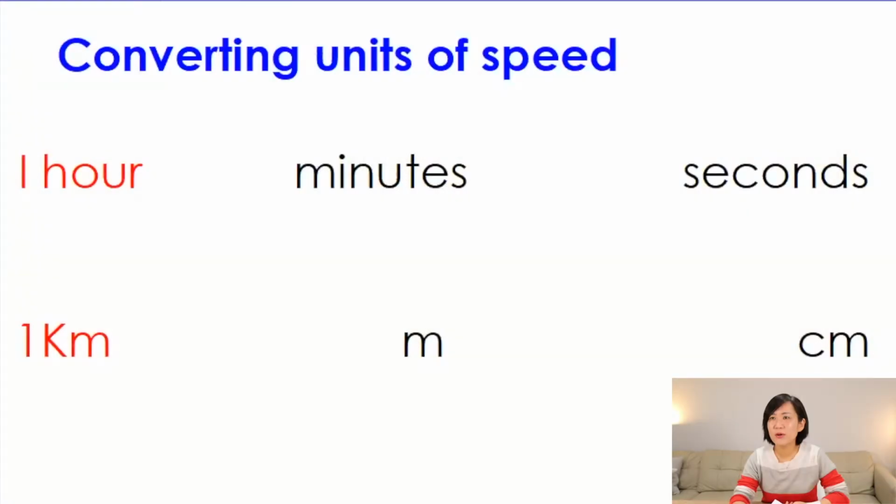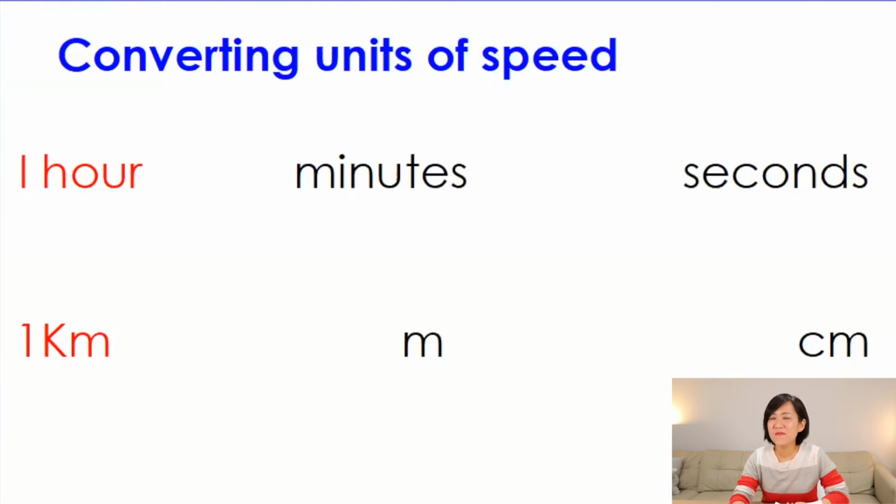Back to speed lessons. In this lesson, we're going to briefly cover how to convert units of speed. The common units of speed are meters per second, kilometers per hour, and miles per hour. In this lesson, I'm going to focus on how to convert meters per second into kilometers per hour and the other way around.